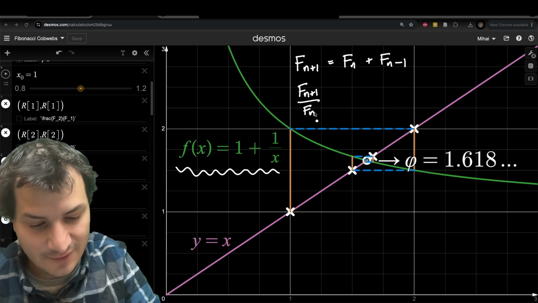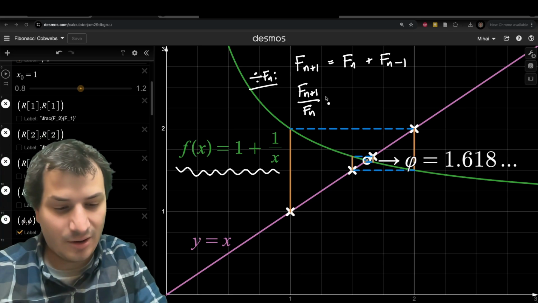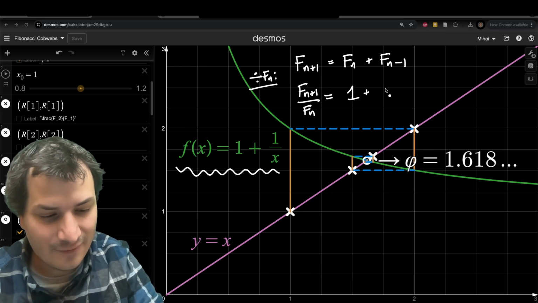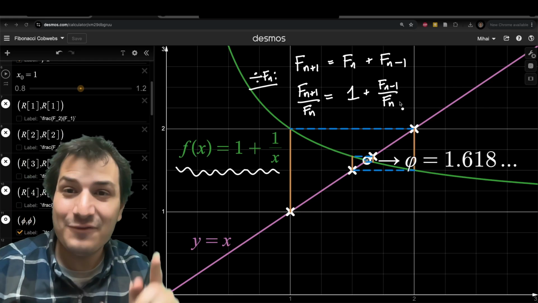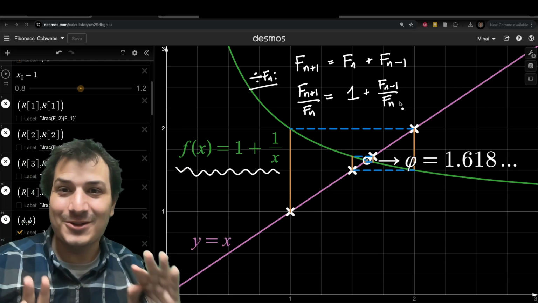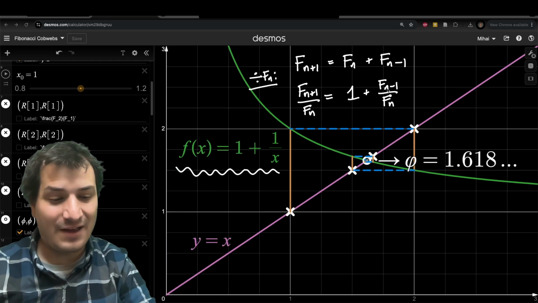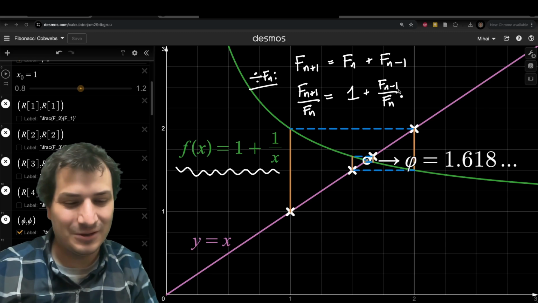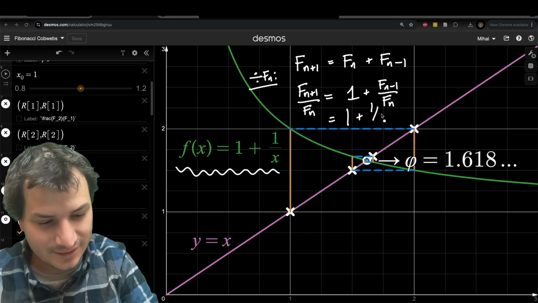Fn plus 1 divided by Fn on the left. So here I'm just dividing by Fn everywhere. And on the right, I have Fn divided by Fn. That's just 1. And I have Fn minus 1 divided by Fn. You might notice Fn minus 1 divided by Fn is backwards to what we want. We want the ratio of the next Fibonacci number to the previous one. So this Fn minus 1 over Fn over here is not the right way. To fix it, you put a 1 over. So this is equal to 1 plus 1 over, and then you have the ratio Fn over Fn minus 1.